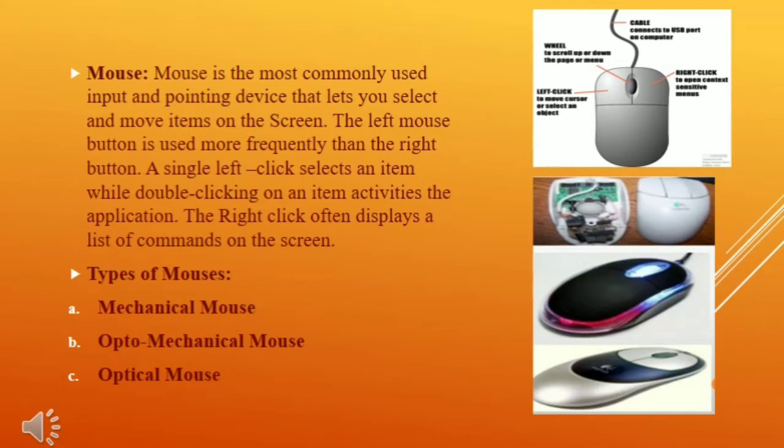Optomechanical mouse. This type of mouse uses a mechanism similar to the mechanical mouse. The only difference is using optical sensors to detect the movement of the ball. Optical mouse. An optical mouse does not have any mechanical moving parts. Laser technology is used to detect the movement of the mouse. An optical mouse is more efficient and expensive than a mechanical or optomechanical mouse.